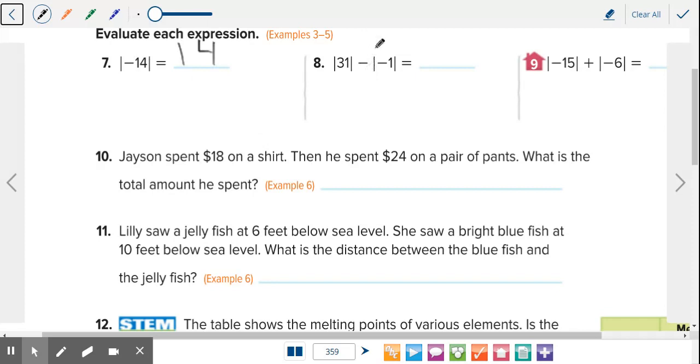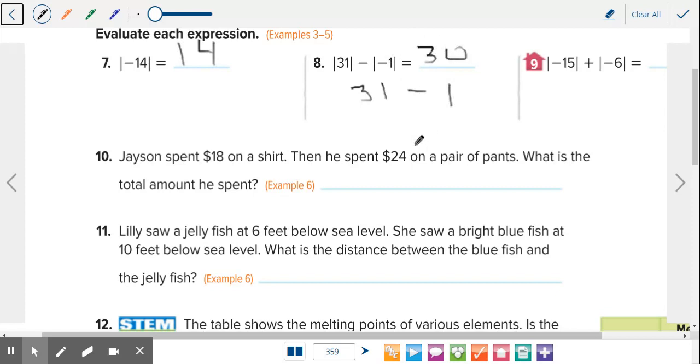Now here we have the absolute value of 31 minus the absolute value of negative 1. So when you have something like this, always do the absolute value first. So what is the absolute value of 31? 31. Minus, what's the absolute value of negative 1? 1. So what's 31 minus 1? 30.